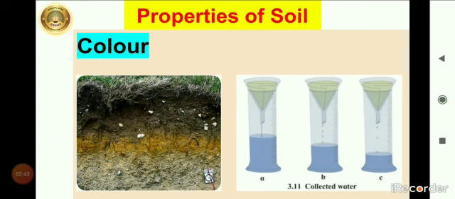Pour one test tube of water into each of the funnels and observe how much water is collected in each measuring cylinder. From this, we can say that the water holding capacity of sand is less than that of sandy soil and the clay soil, because in the cylinder of sand more water is collected, while clay soil has maximum water holding capacity, because in the cylinder of clay soil less water is collected, and hence the plants grow better in such soil.